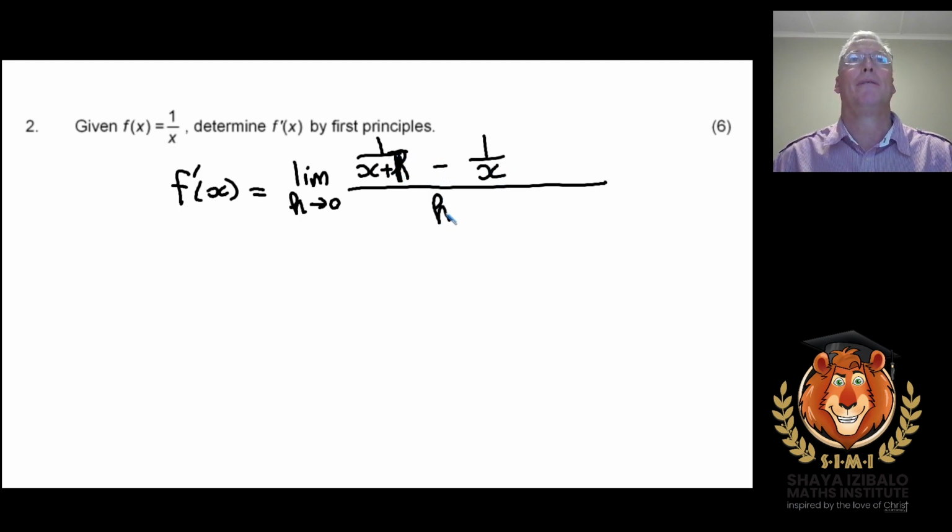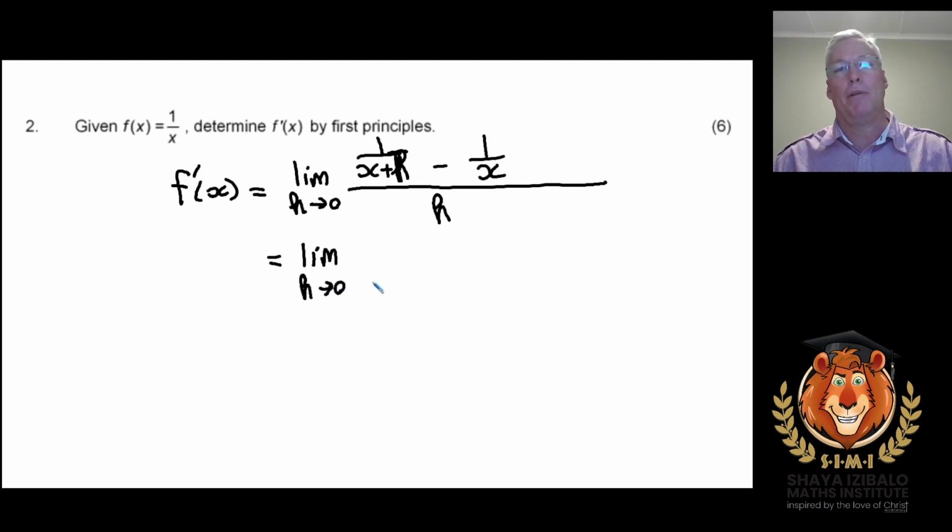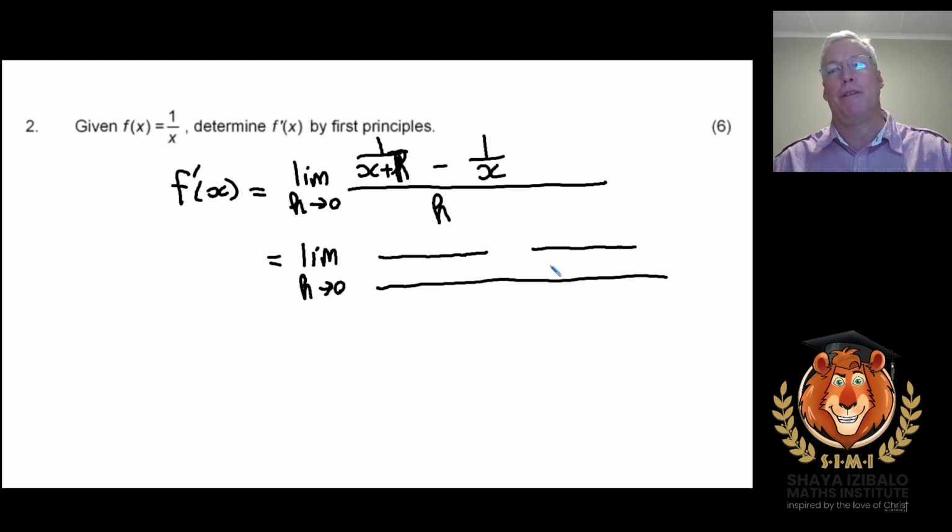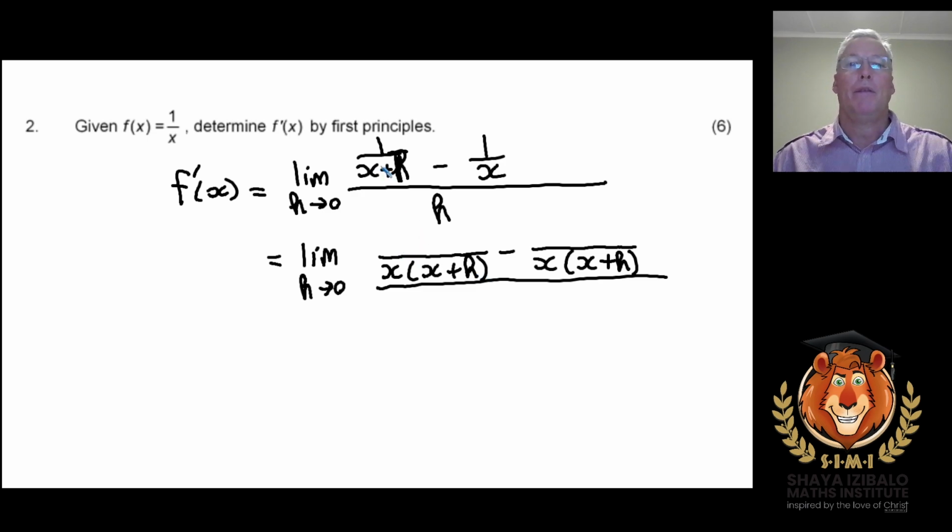right, over h. Okay, now what we're going to need to do is add these two fractions. So we're going to choose a common denominator, and that common denominator is going to be x times (x plus h). So I'm going to make both of these fractions have x (x plus h) on the bottom. Right. Subtracting them. This one already had x plus h on the denominator, so we've multiplied by x, so we must multiply the one on the top by x. This one already had an x, we've multiplied by x plus h, so we must multiply the 1 by x plus h. Okay, this is all over h.